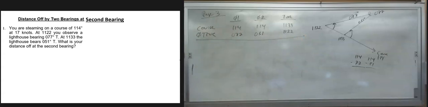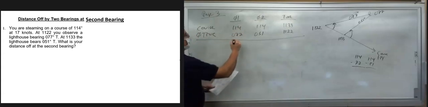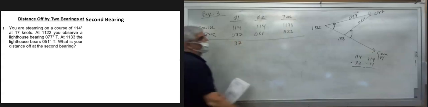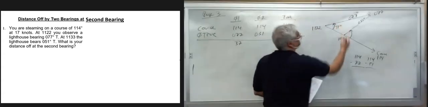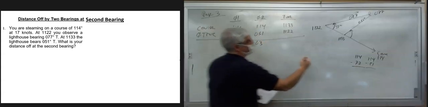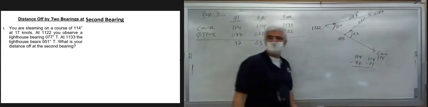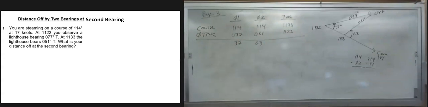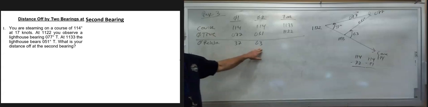What do you think I'm going to do with all these numbers? I'm going to calculate the difference now. So 114 minus 77 is going to give me 37. That's 37 degrees. 114 minus 51 is going to give me 63. That's 63 degrees. Okay? Cool. This is my relative bearing. Great. I'm going to need those.